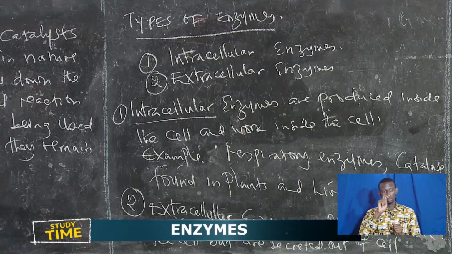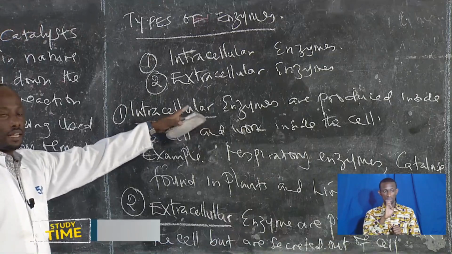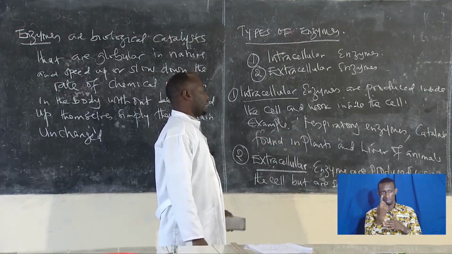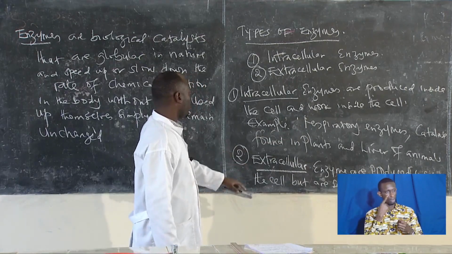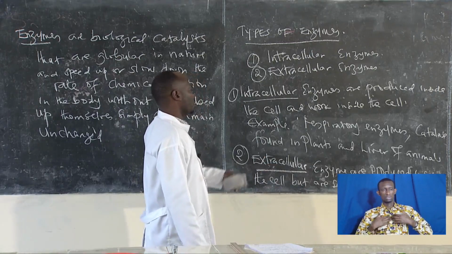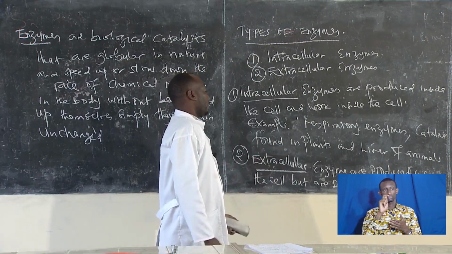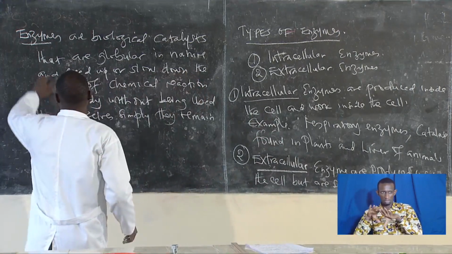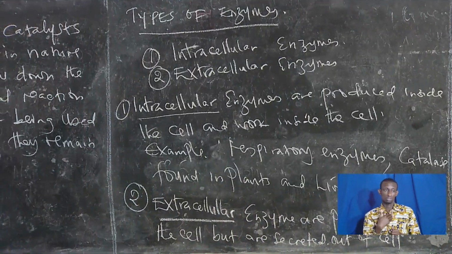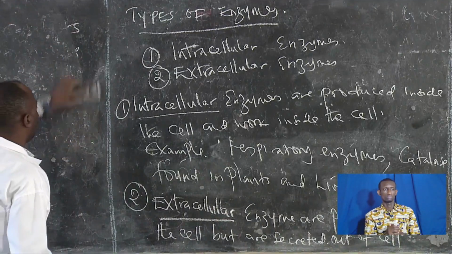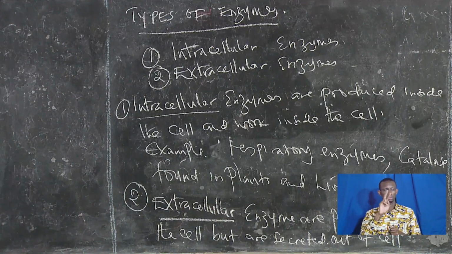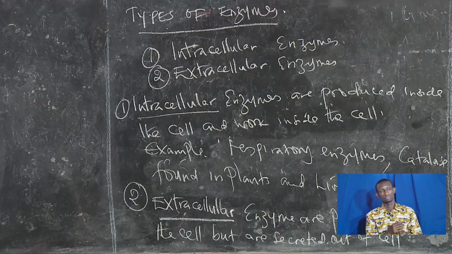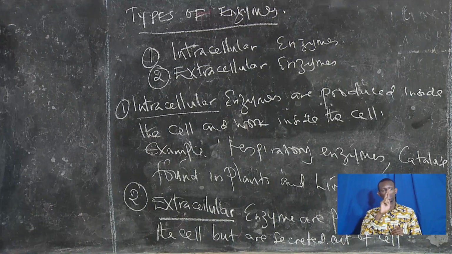So I think you can take a note about that. You say they are produced inside, and they work inside. Example, I talked about respiratory enzymes. I talked about catalase in plants, and even in the liver. All right? So then extracellular enzymes, they are produced inside the cell, but they are secreted outside of the cell to perform their function. All right, let us have the examples of extracellular enzymes.